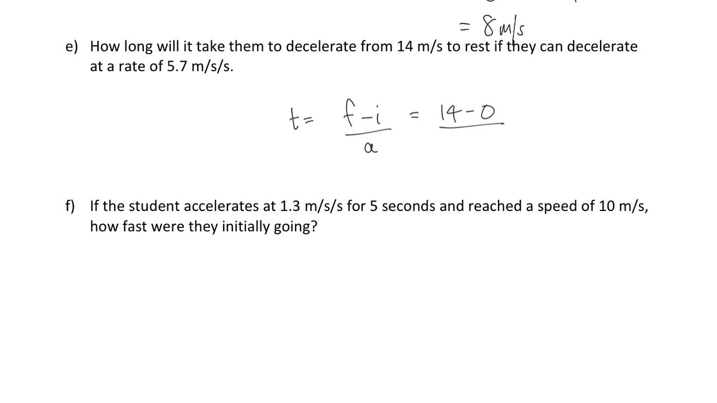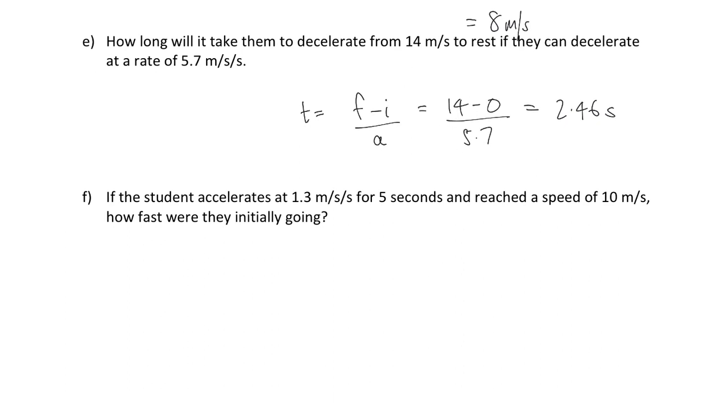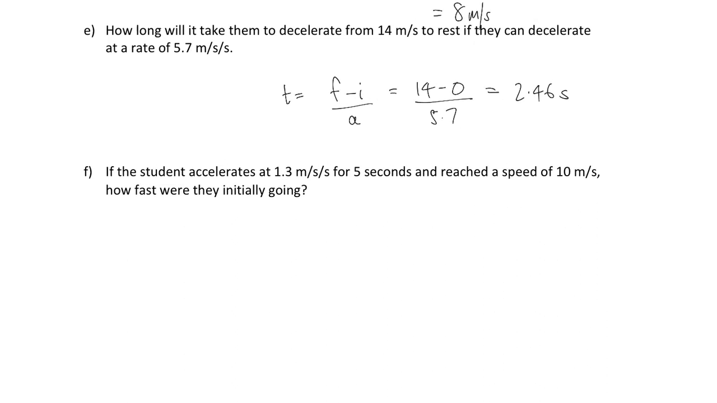That's in the wrong order, but that's okay, because we are just looking for the change in velocity, right? Divided by the acceleration, which is 5.7, and so therefore that will give you a value. What's that value? What did you get, Kalen? 2.46. Yeah, 2.46 seconds, right? So you can all do that on a calculator, I'm just showing you how to do it.